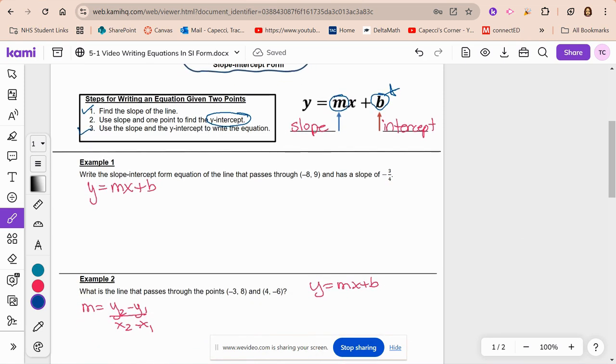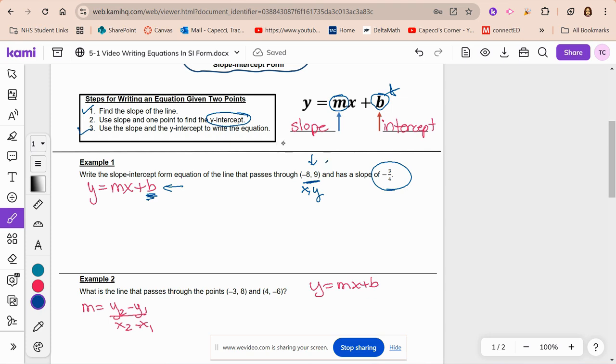The first thing says, write the slope-intercept form equation of the line that passes through this point and has a slope of negative 3/4. This point is not a y-intercept, so we can't go right into slope-intercept form. What we have here is a slope. This is x, this is y, and we have our slope of negative 3/4. So we're going to use slope-intercept form to find our y-intercept. That's going to be our one unknown.